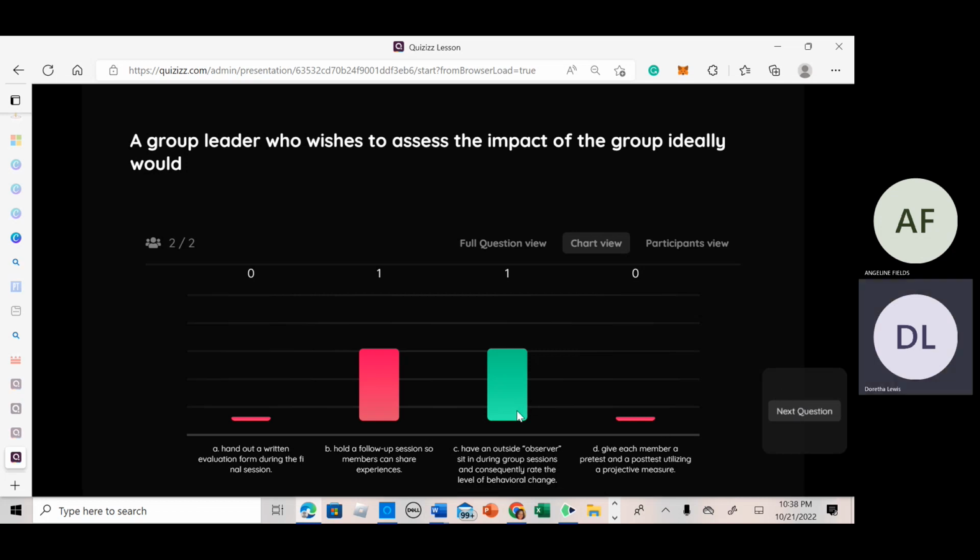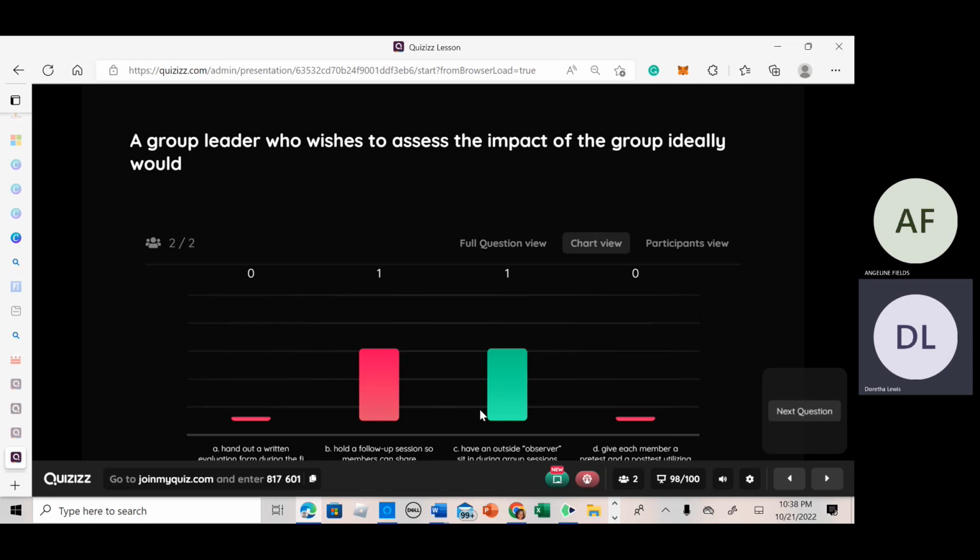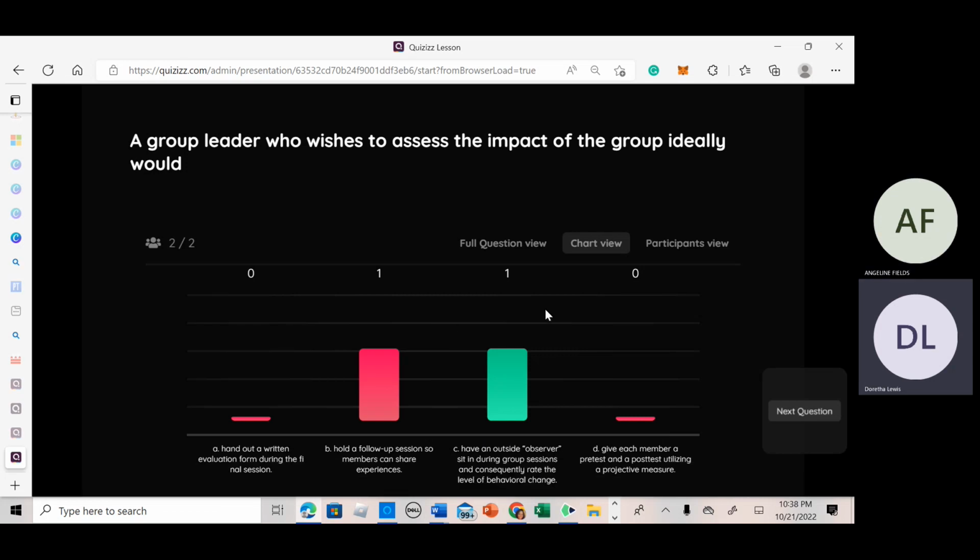Having an outsider, you can see how your group members are acting from the outside more so than you can, because you're in the moment with the observers. So you have someone come in and just see if the group dynamic is flourishing, if anybody reports within the time of the groups that their behaviors have changed. So it's another way of measurement.